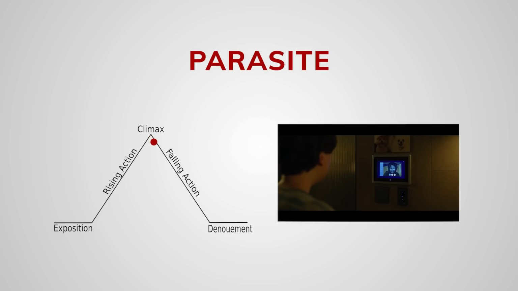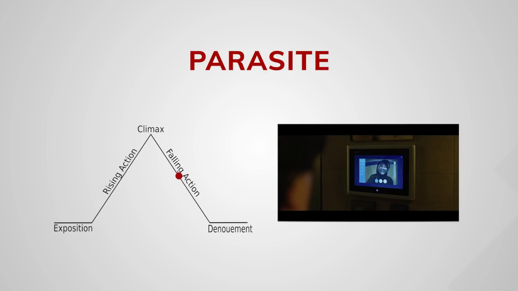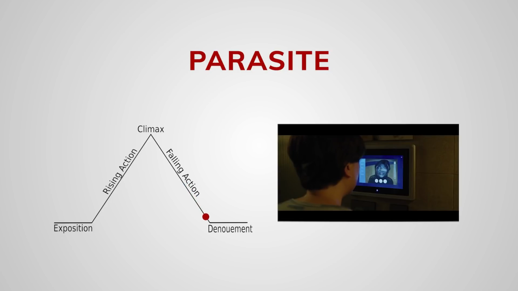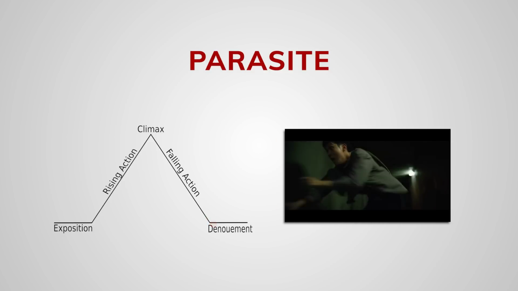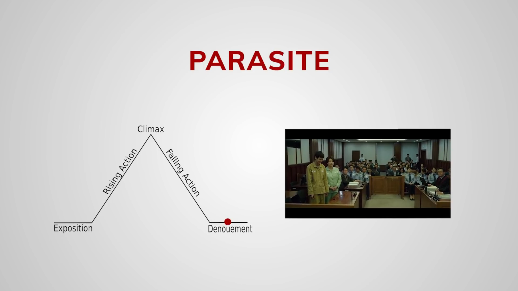The old housekeeper comes back and reveals a massive secret that turns the story and sends us in a completely new direction. Now the Kims must adapt and hide this new secret from the Parks so that they can keep their jobs. And at the denouement, the story resolves when the Kims can no longer hide the secrets of the basement, and their scheme blows up in their faces.